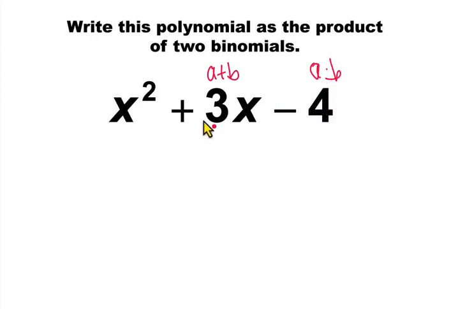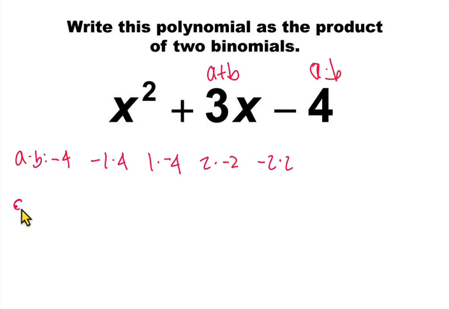If this polynomial can be factored, then we need to find the factors of -4 that also add up to 3. So here are the factor pairs for -4. We have -1 times 4, 1 times -4, 2 times -2, and -2 times 2. Which pair of factors will add up to 3?